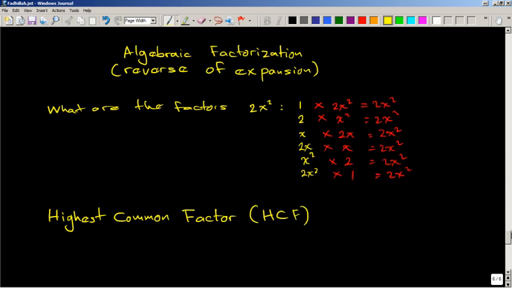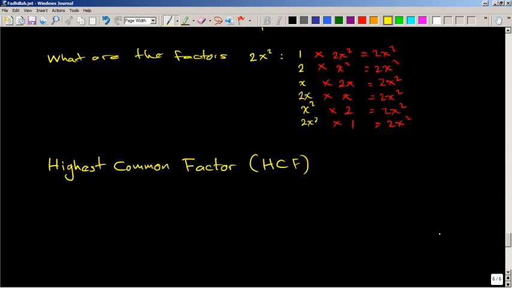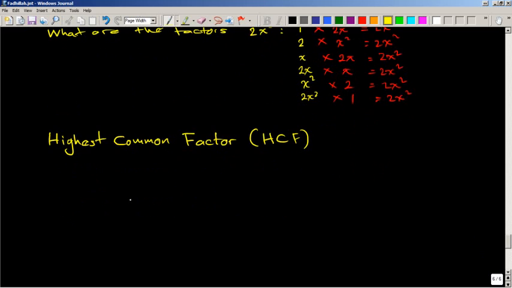Okay, for example, given two numbers, let me put a question. Find the HCF of 30 and 45. Okay, so 30 and 45.